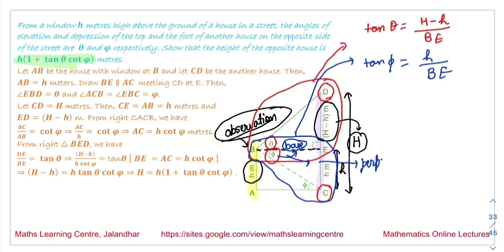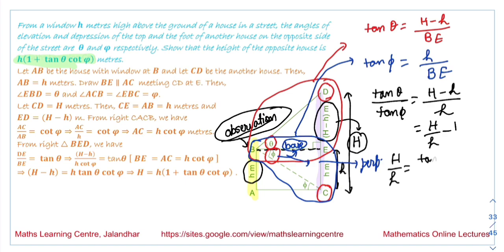Now we want to calculate the value of capital H. So we divide both these equations, and we get tan theta over tan phi is equal to capital H minus small h over h. This is capital H over small h minus 1. So we get H over h is equal to tan theta over tan phi plus 1. We are not taking the LCM here, we are just leaving it like this.